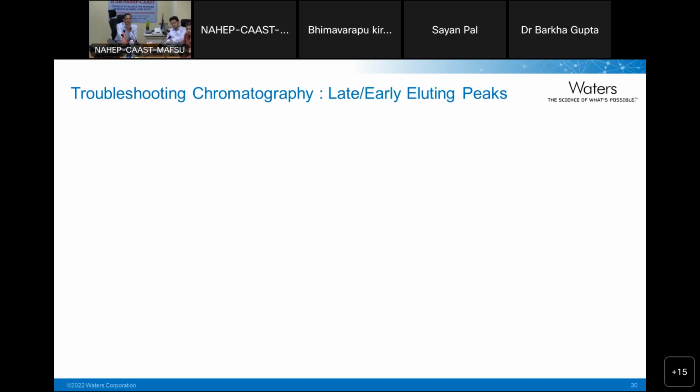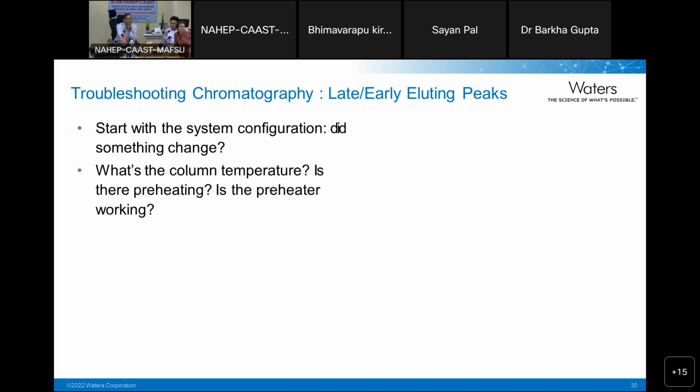Early or late eluting peaks. Start with the configuration. Is anything changed in that configuration? Have you connected some longer tubing or some shorter tubing? That could also lead to early or late eluting peaks. What's the column temperature? Is the column temperature working properly? If your analysis is supposed to be performed at 40 degrees and you are set at 35 degrees, that could lead to the late eluting peaks. So is that working properly? Try to eliminate that.